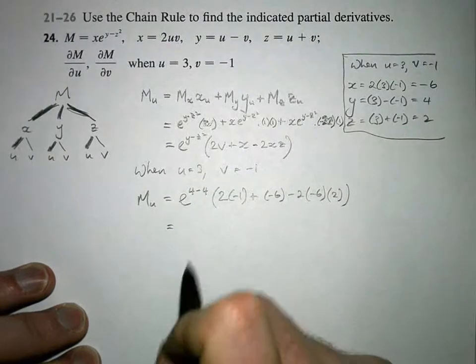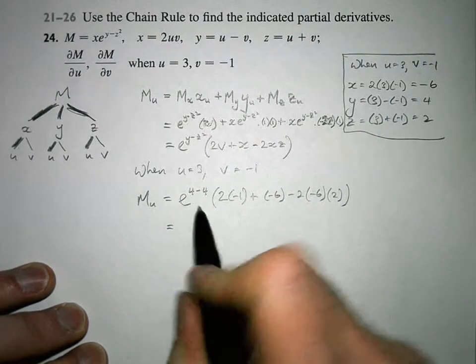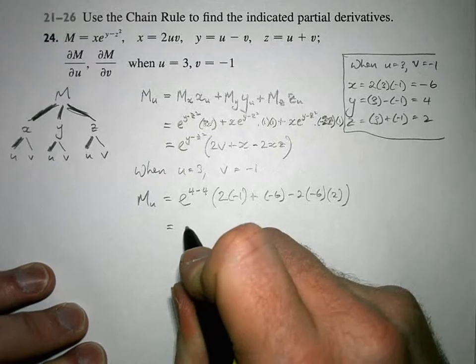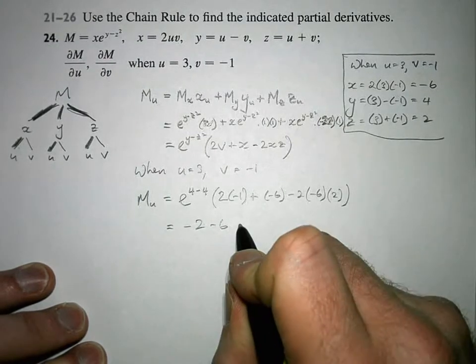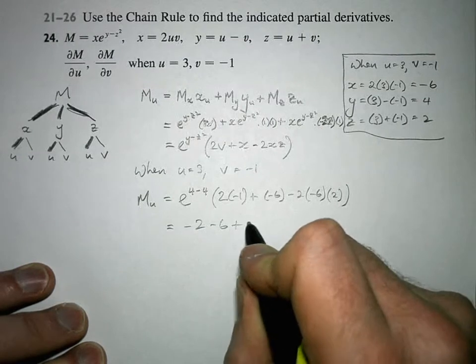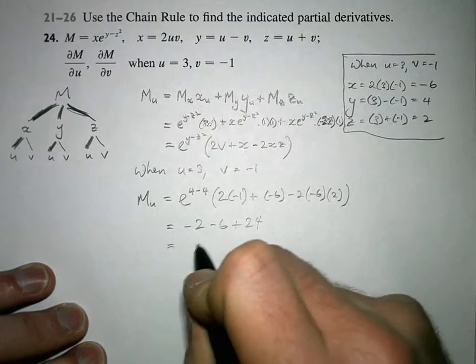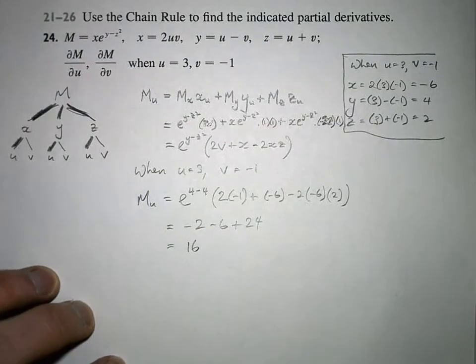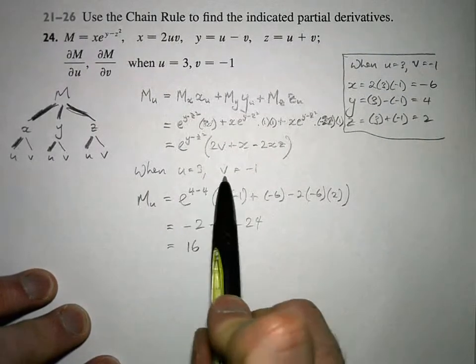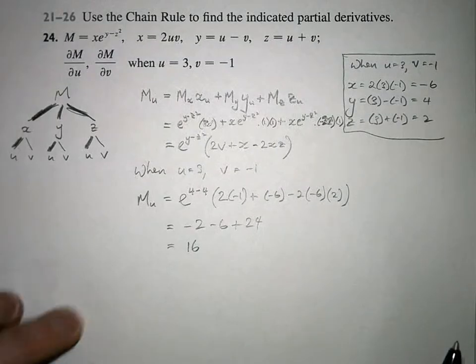And that's equal to, well, this is e to the 0, so that's 1. That disappears. 2 times, we've got minus 2, minus 6. Minus 2 times this is 12, so plus 24. So that's equal to 24 minus 8 is 16. So that's the partial derivative at the point u is equal to 3 and v is equal to minus 1.